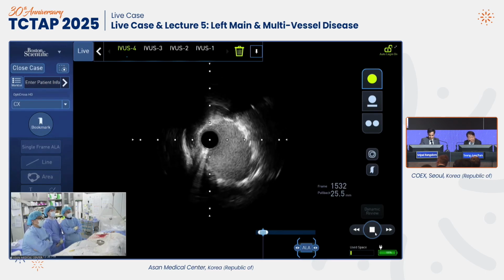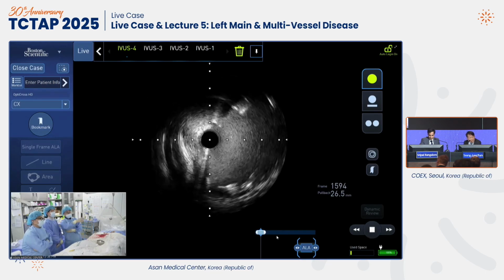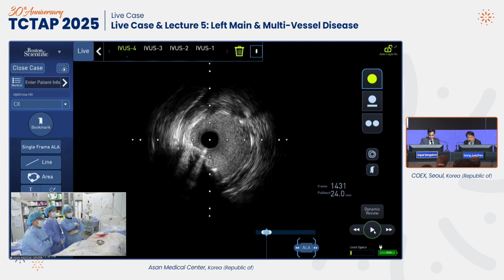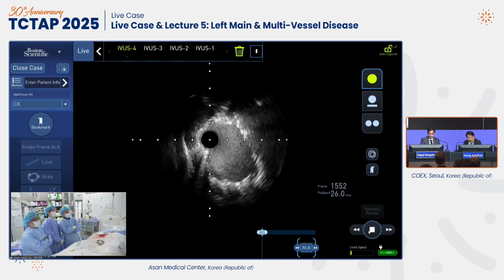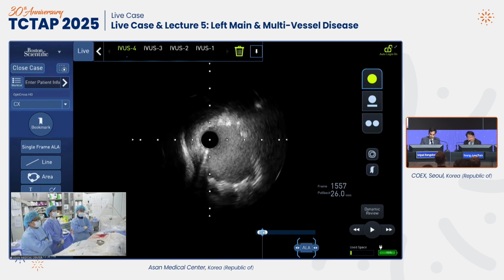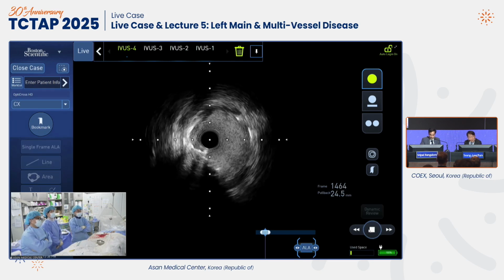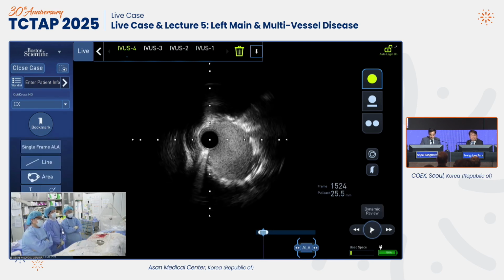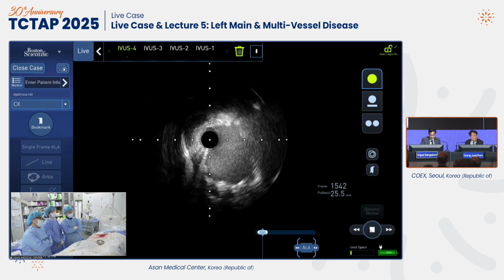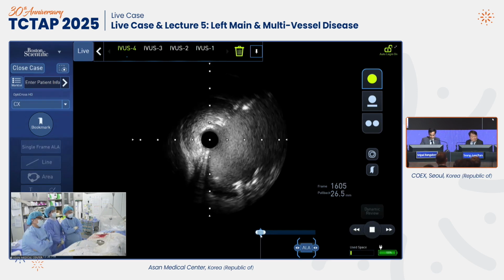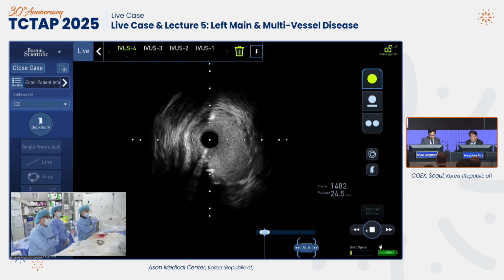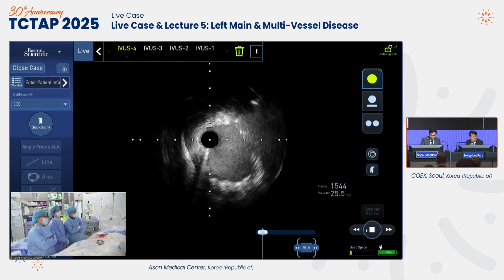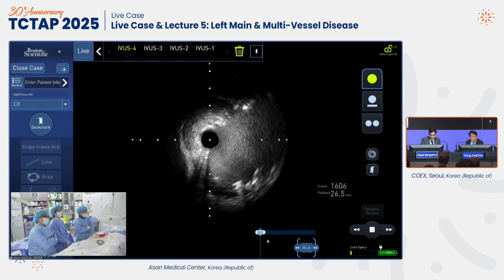Okay, so could you show us again slightly before? Okay, start again. And as you can see, there is just 1 or 2 struts. Carina and the sucker ostium were fully covered and expanded well, and I think this is a typical case of the reverse crush technique, fully covering the sucker ostium, and angiographically it looks good.